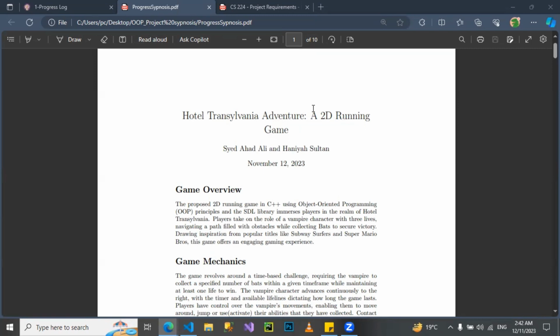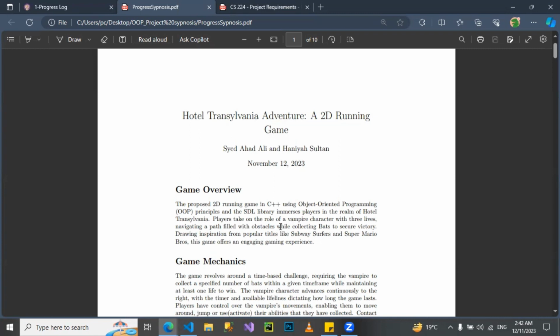This is essentially the work of a game engine. I am going to be using the SDL library game engine for my project, and the programming language that I'll be using to define the mechanics of my game will be C++. And I will be using the concepts of object-oriented programming.